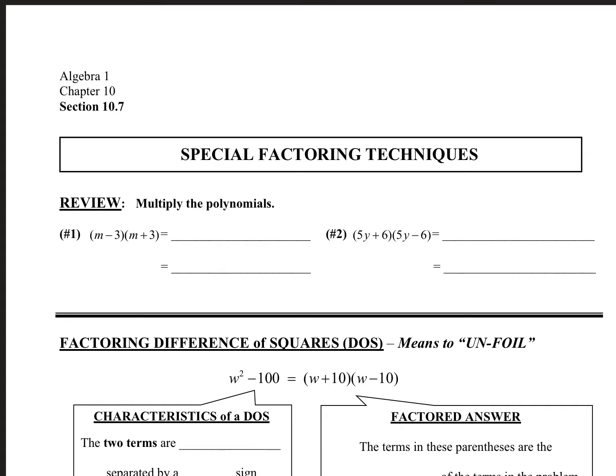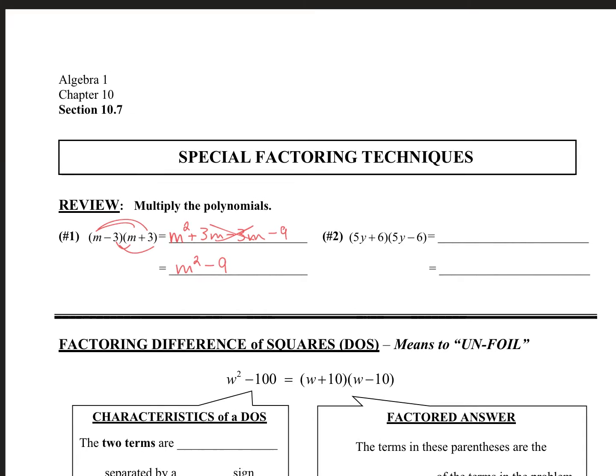Before we do that, let's go into a review of multiplying polynomials. This is something we've already done earlier in the chapter. Multiply the polynomials together. We're just going to FOIL. We multiply m and m to get m squared, and then m times 3, so 3m. Negative 3 times m is negative 3m. And finally, negative 3 times 3 is negative 9. Those middle terms cancel, so we're just left with m squared minus 9.